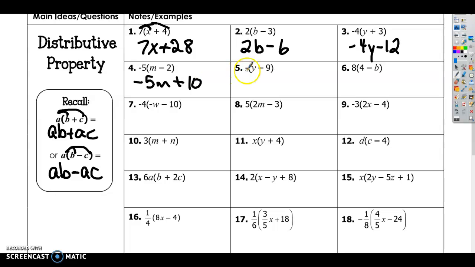Number 5, that's the same as a negative 1 outside the parentheses because there's just a negative sign, so negative times y is negative y. Negative 1y is the same thing, but we assume that the 1 is there. So we're just going to write negative y. And then negative times negative 9 is plus 9. And then number 6, we've got 8 times 4 and 8 times negative b.